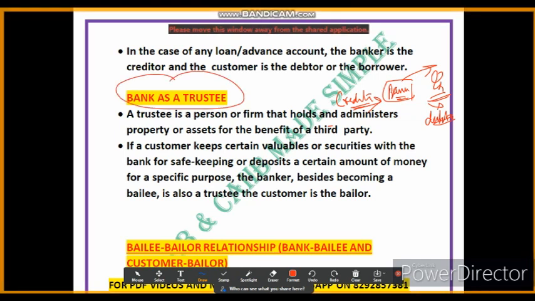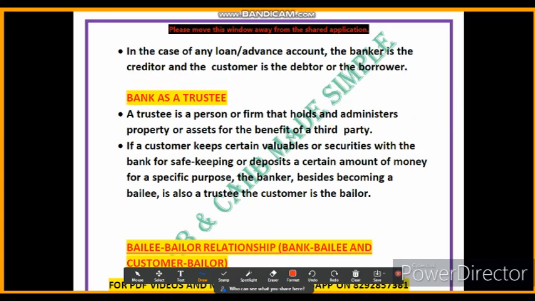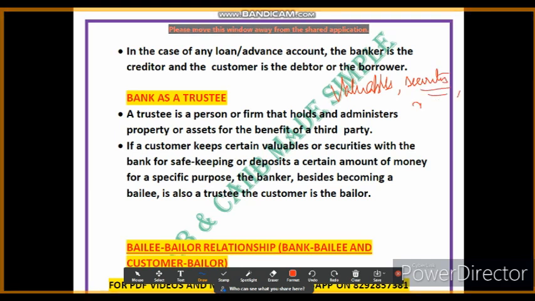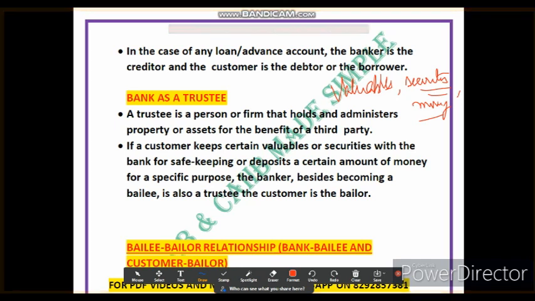Okay, so now let's discuss the bank as a trustee. First of all, let's understand who is a trustee in detail. So friends, in certain situations, a customer entrusts valuables, some valuable securities or money, to the bank for a specific purpose, and the bank acts as a trustee.